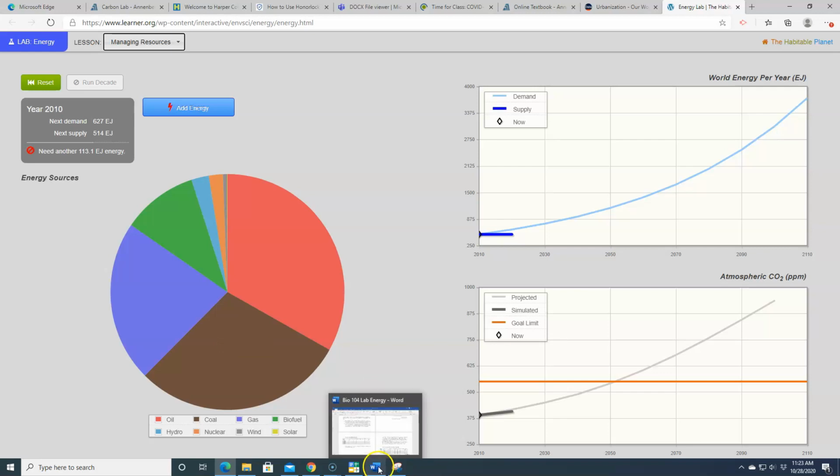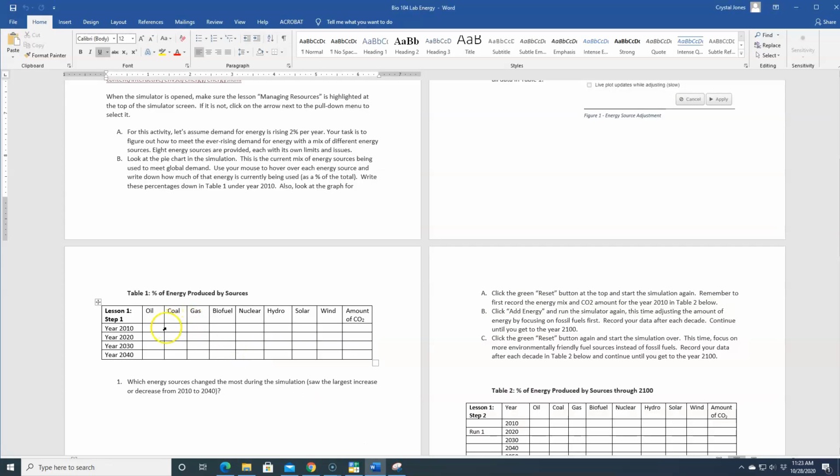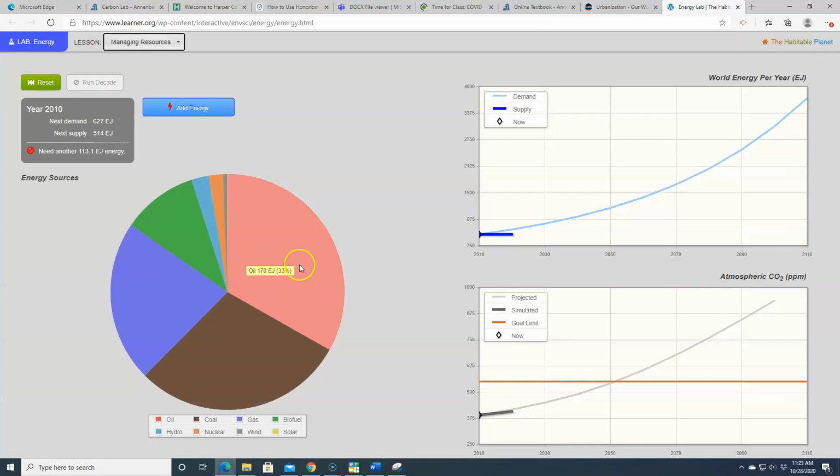What I'd like you to put in your data table is that 22%. You would go to the year 2010, go to where it says gas, and type in 22. You don't even have to put the percent, because all the numbers in here are by percent.